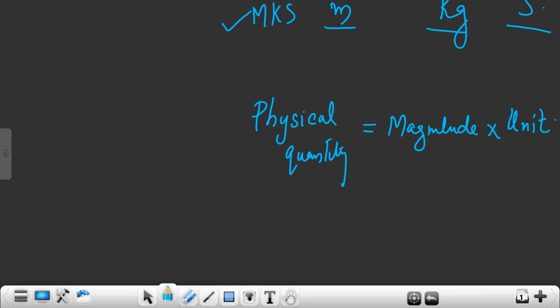That's all about need of unit for measurement and different kinds of unit.